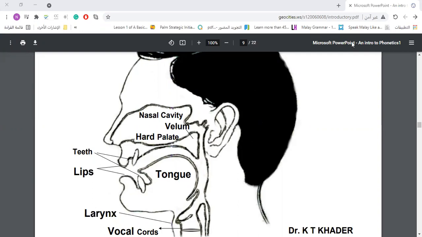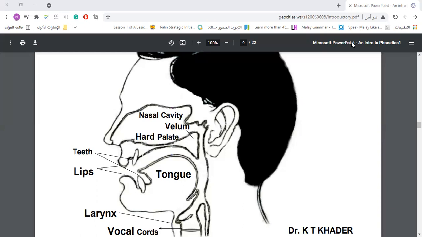I think during the class we discussed the lips, the tongue, and the teeth, and we also said that the tongue is the most active organ. We also said that we have mobile and immobile organs. We said that mobile organs are the organs which move during the production of speech, and the immobile are the ones that do not move when we produce speech.